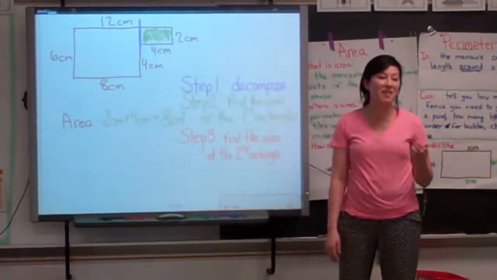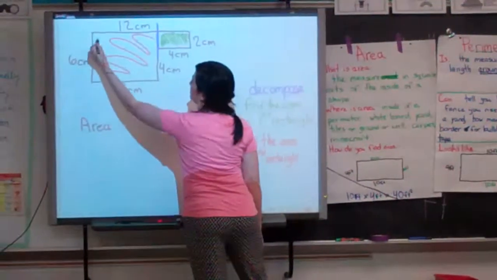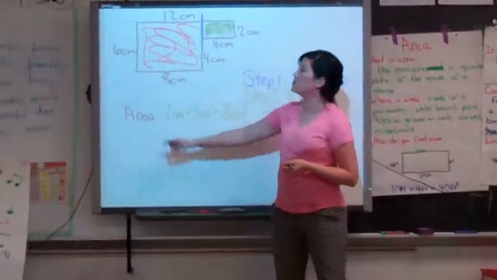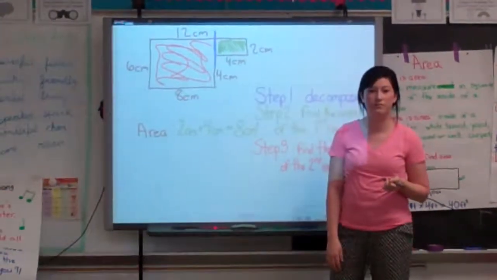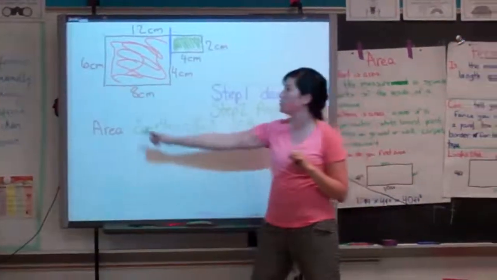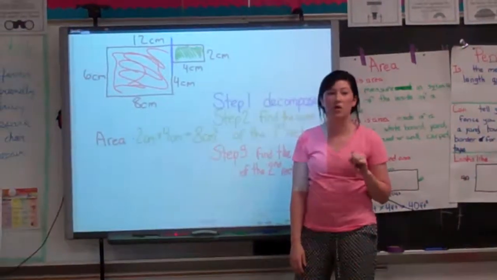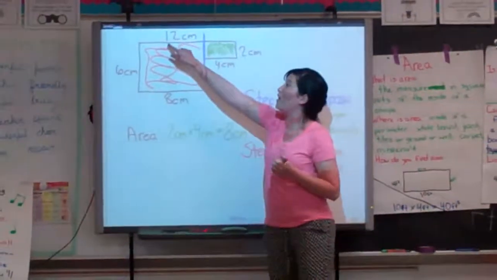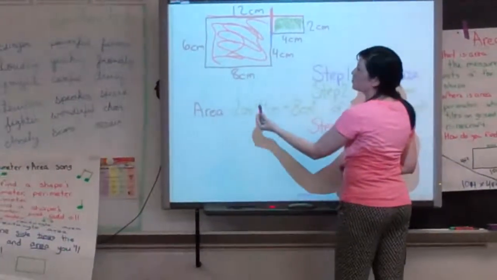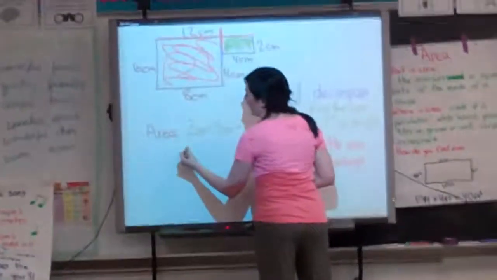Then I'm going to find the area of my second rectangle. So now I have this really big one. Should I do 6 times 12? Thumbs up if you say yes, thumbs down if you say no. Good, it looks like most of you are saying no. 12 is this whole long part, but I've already cut that off, so it's not 12. So I'm going to go with 8. So I'm going to do 6 times 8.